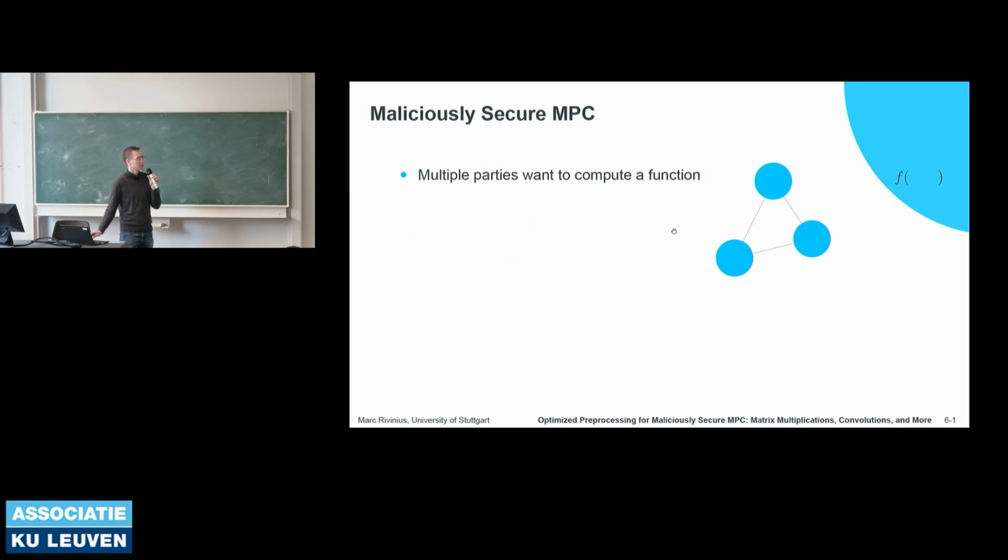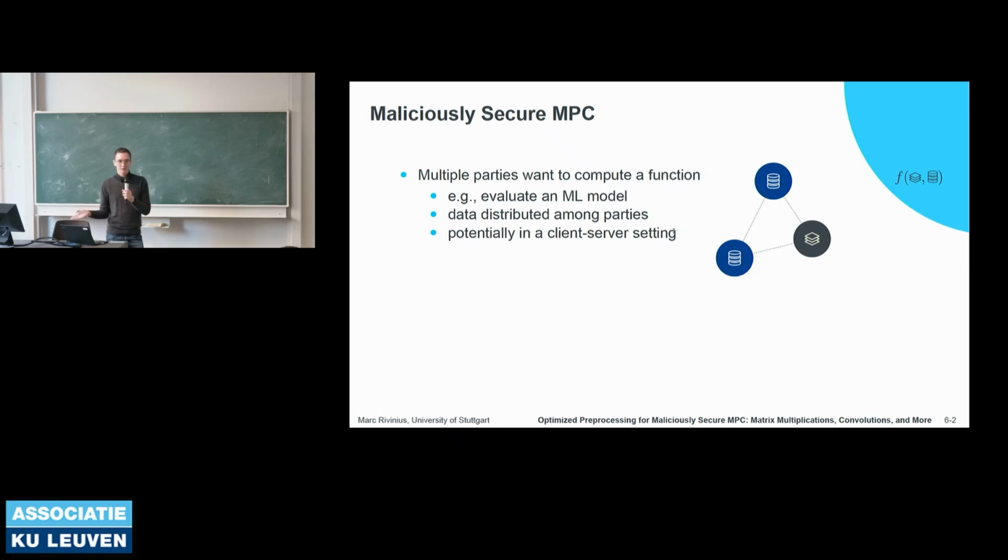So now just a quick description of our setting. We want to do MPC, so multiple parties want to compute a function together. Usually if you're talking about convolutions or matrix multiplications, it's likely that you have a machine learning use case, and then MPC could be that some parties have some of the input data, some parties have the machine learning model or the weights of the model, and they want to just evaluate the model together.